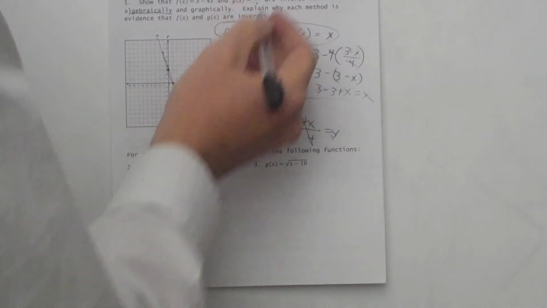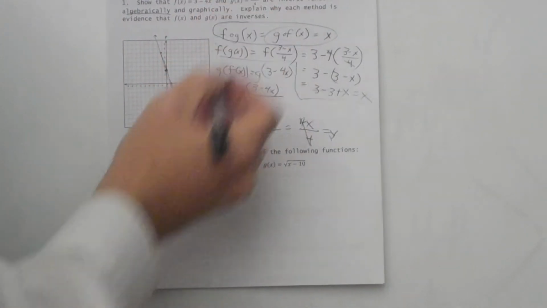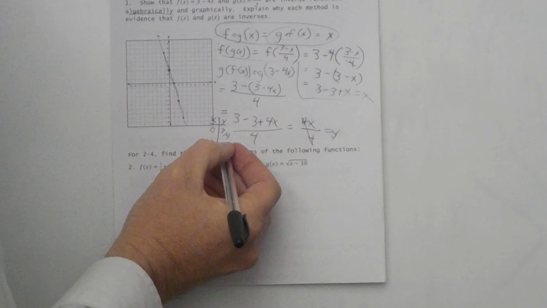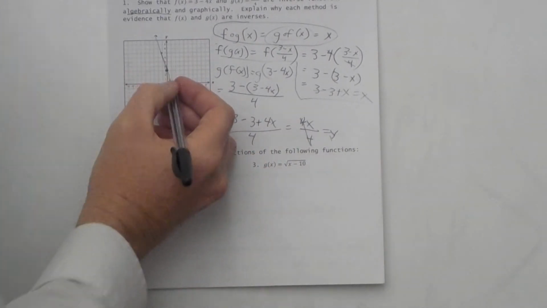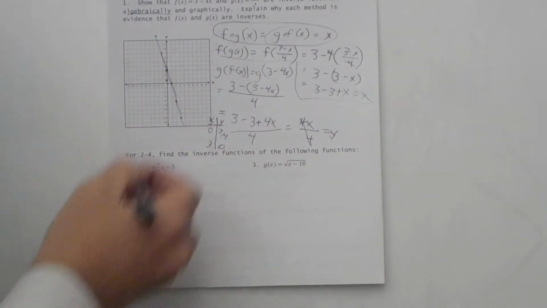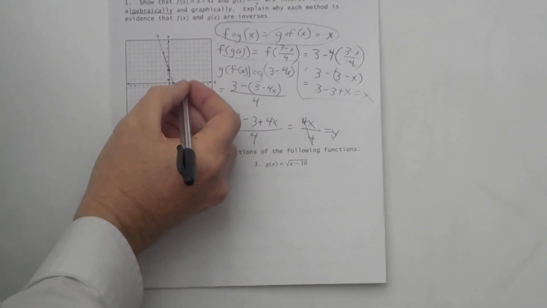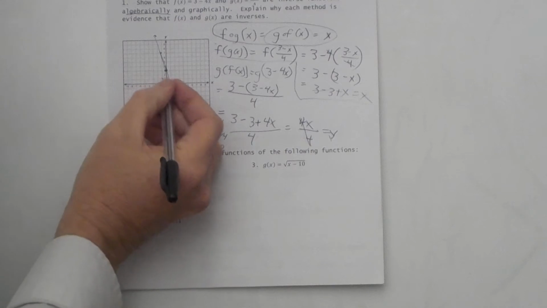If x is 3, I like that, 3 minus 3 is 0. 0 over 4 is 0. Let's look at those two first. 0, 3/4, like right there. 3, 0 is right here. I think I can go like that.